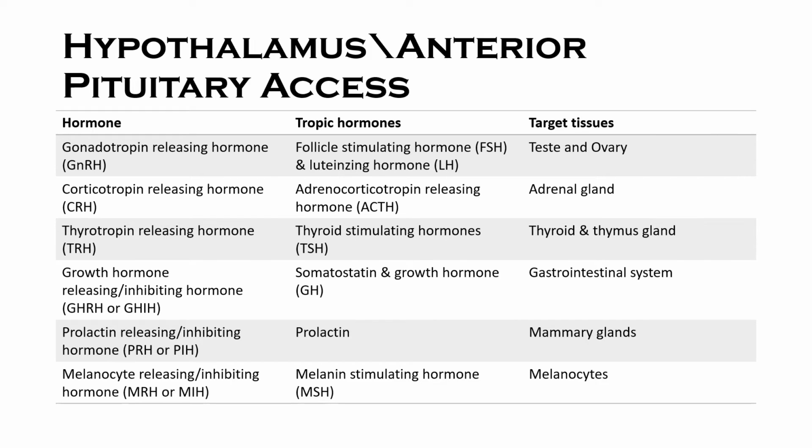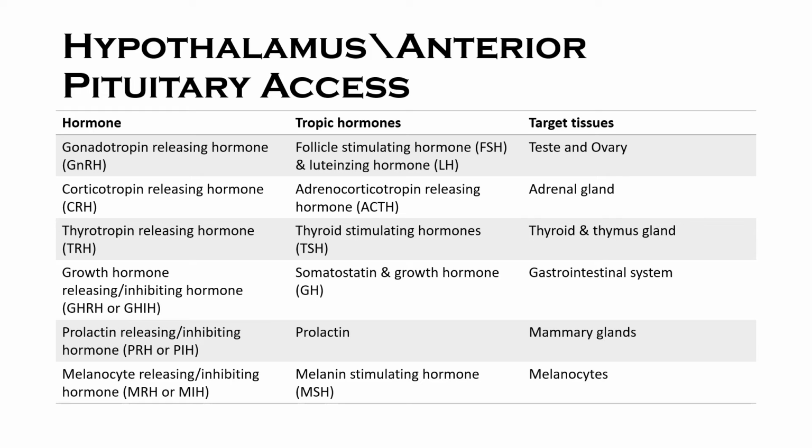Next, corticotropin-releasing hormone, a hypothalamic hormone, results in the release of adrenocorticotropic hormone from the anterior pituitary. ACTH then acts on the adrenal gland. Continuing down, thyrotropin-releasing hormone, or TRH, is released from the hypothalamus. It then stimulates the release of thyroid-stimulating hormone, or TSH, from the anterior pituitary, and then TSH acts on the thyroid and the thymus gland.